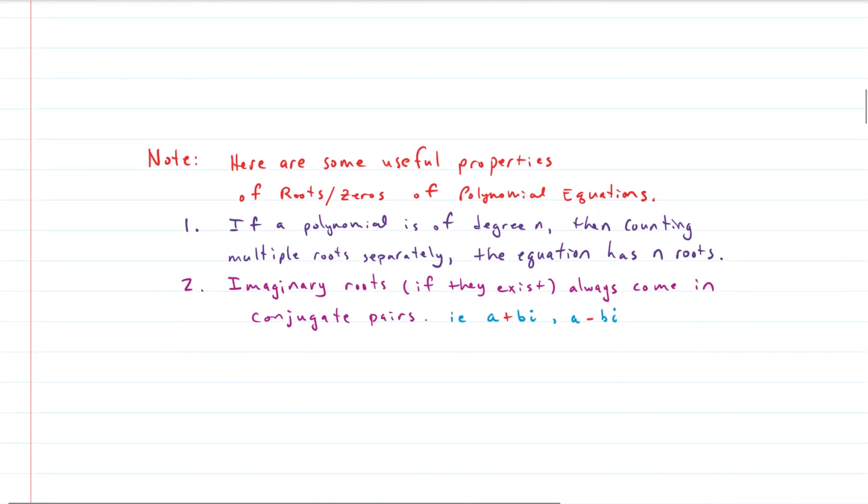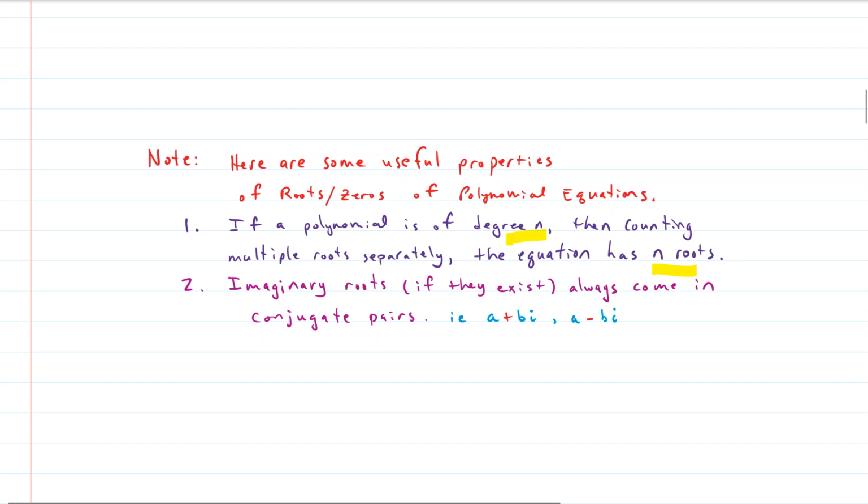Here are some helpful notes on roots and zeros of polynomials. The first one is, if you have a polynomial of degree n, that means n is the highest exponent. So say the largest exponent in your polynomial is 3, then you would have a polynomial of degree 3. Counting multiple roots separately, you will have exactly n roots or n solutions. So if we have a third degree polynomial, then we will have exactly 3 roots. Not all of them may be real, but we'll have exactly 3 roots.